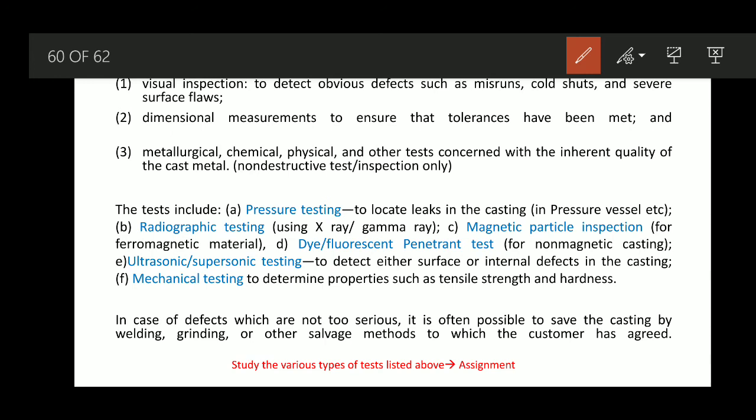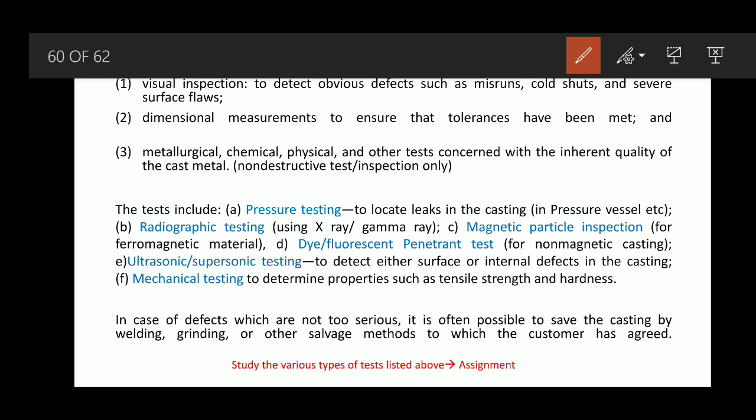Those are some dyes or fluorescent dyes, and what we can do is paint the part with them, generally for non-magnetic castings. Sometimes light is also used with the dyes. It gives the inspection result: if the dye has penetrated inside, then we know that some problem is there.